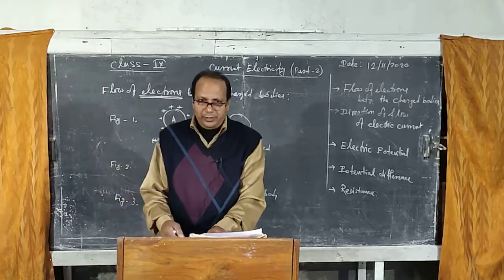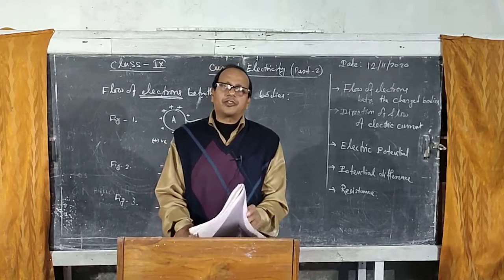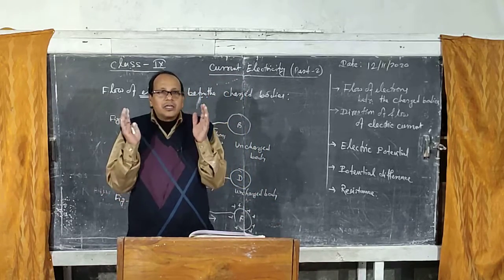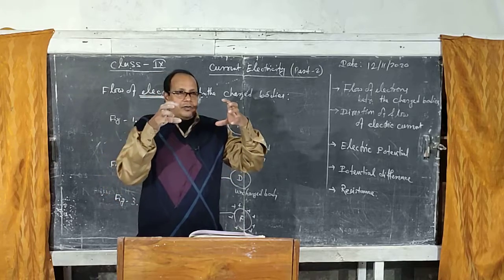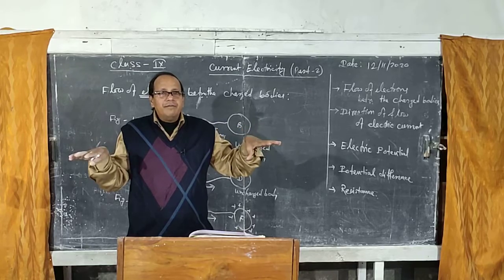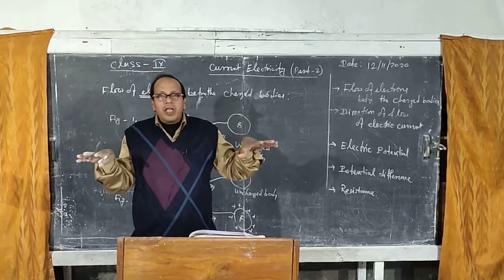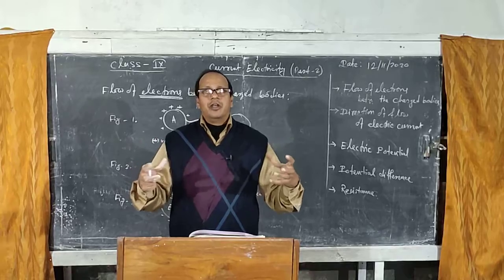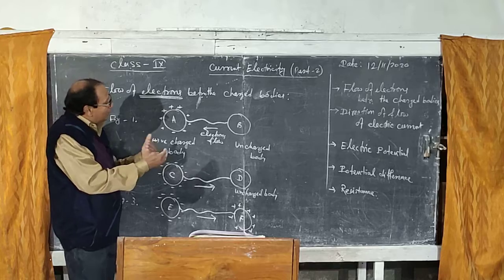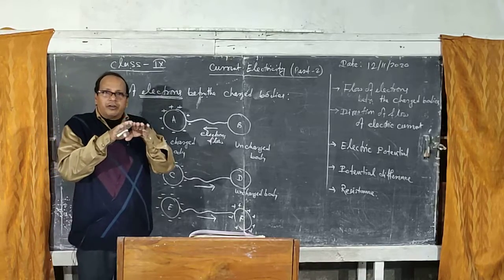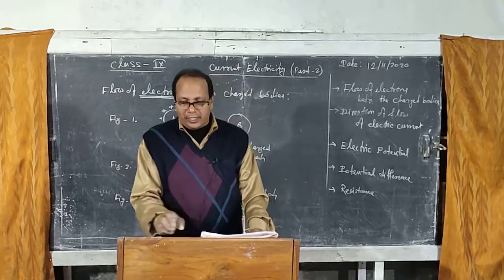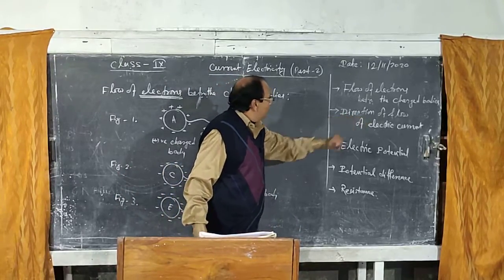So what we have understood here is that electrons flow from one charged body to another charged body as long as the concentration of electrons does not become the same. So the difference in concentration of electrons maintains the flow of electrons. As long as the concentration of electrons is not the same, the electrons continue to flow. Now from here we will get the idea for the second part, direction of flow of electric current.